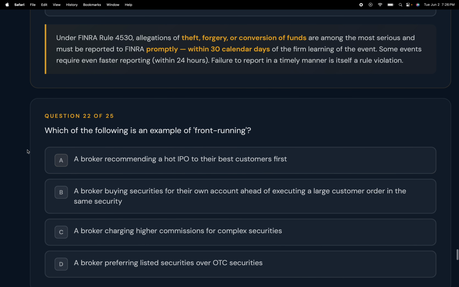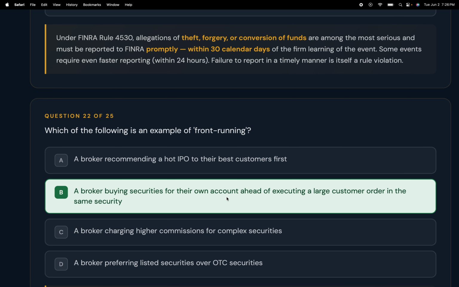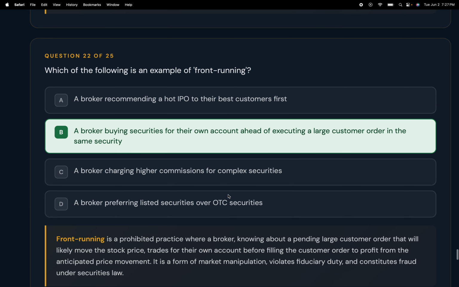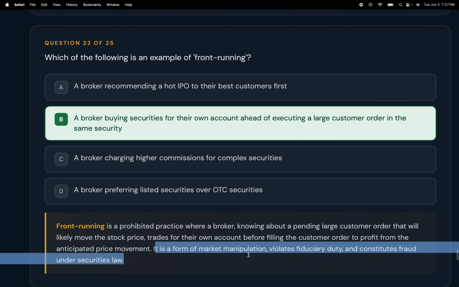All right, which of the following is an example of front running? Here we go. See how we're pulling it all together, double dipping, getting it down? What did we talk about? What did we say? Keyword in front running: own account, ahead of a large customer. You're doing it in front of them, beforehand. Getting that down. No, there it is. It says it's a form of what? Market manipulation.